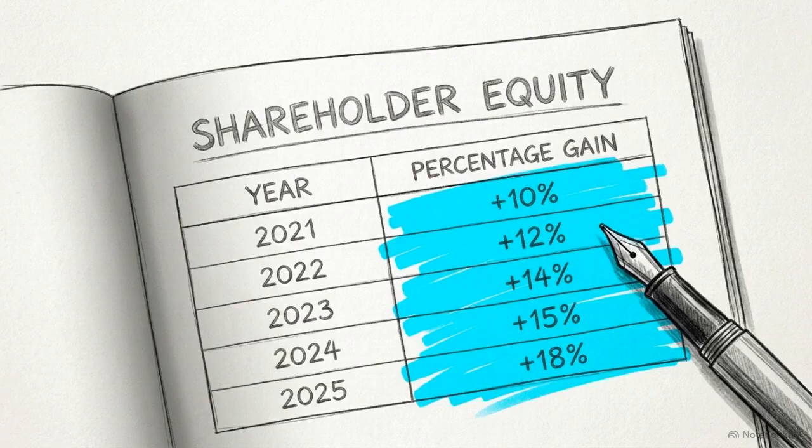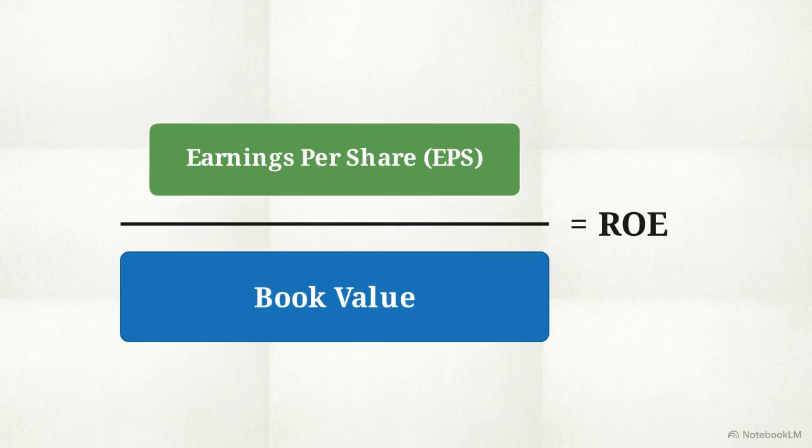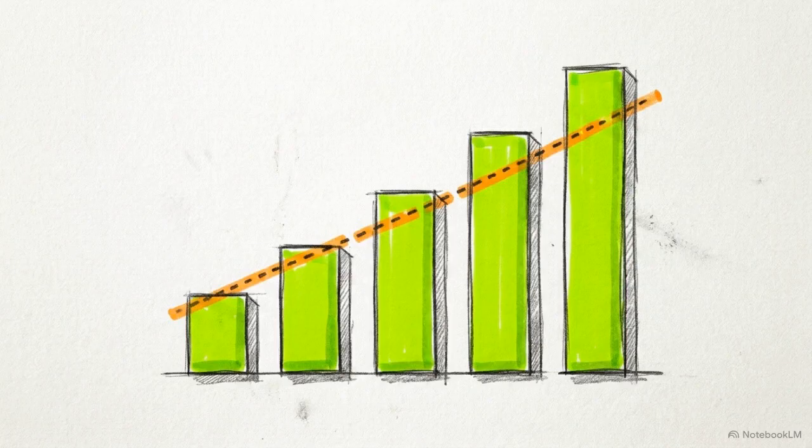We also measure the return on equity, or ROE. This shows how well management uses investors' money to generate profits. Find this by dividing the earnings per share by the book value per share. Stable or rising 5-year averages in these metrics indicate that management has maintained operational efficiency, providing a solid baseline for your future growth projections.